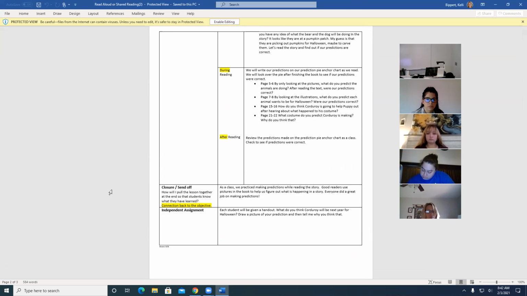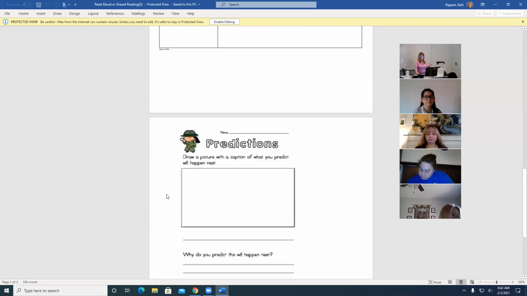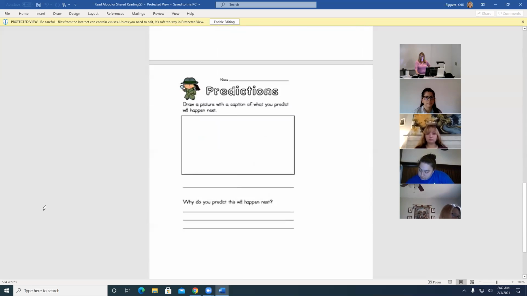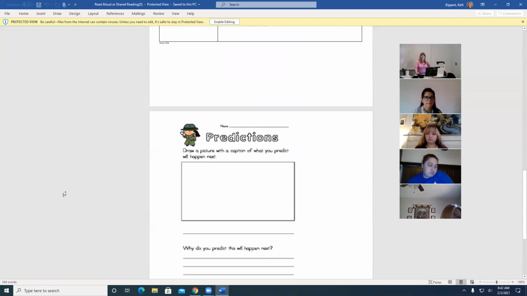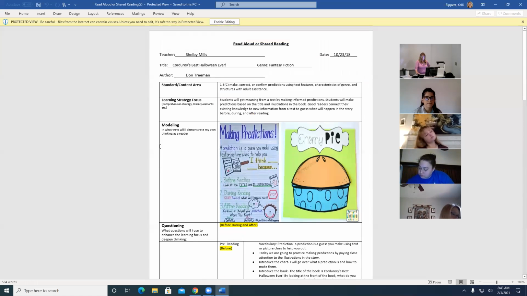And then independent assignments. Each student will be given a handout. What do you think Corduroy will be next year for Halloween? Draw a picture of your prediction, then tell me why you think that. Okay, not too terrible, right? And look at that. There is her independent activity. Awesome. So I'm super happy that we have an example in here.